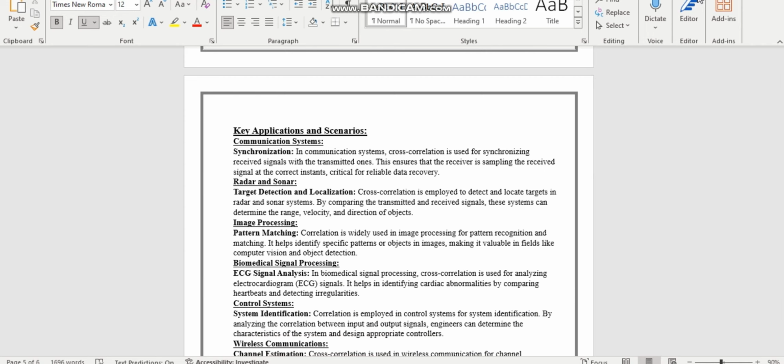Synchronization. In communication systems, cross correlation is used for synchronizing the received signal with the transmitted one. This ensures that the receiver is sampling the received signal at the correct instant, which is critical for reliable data recovery.